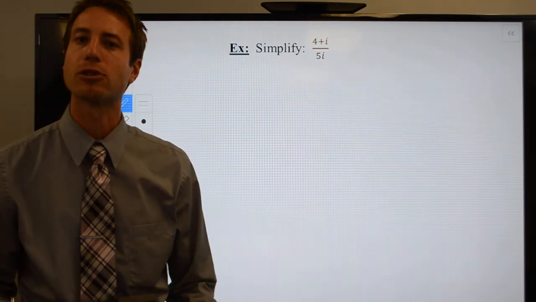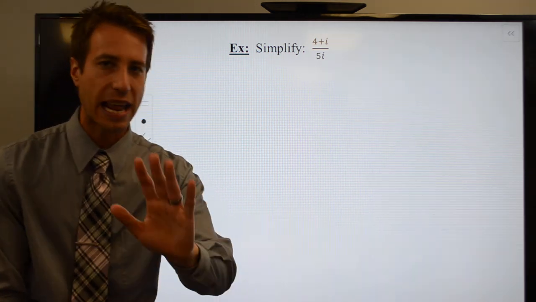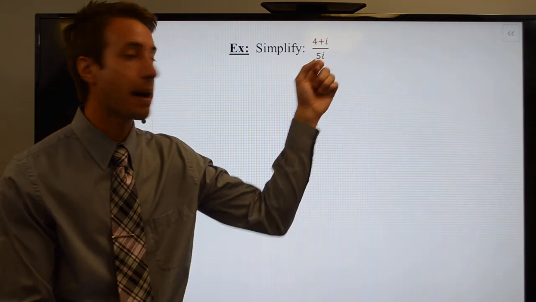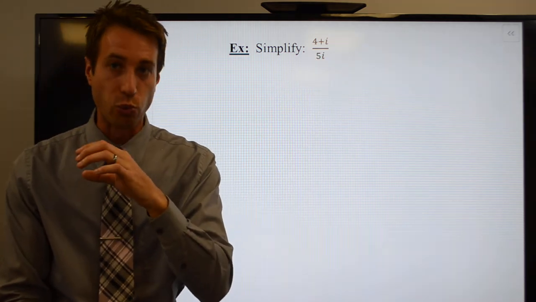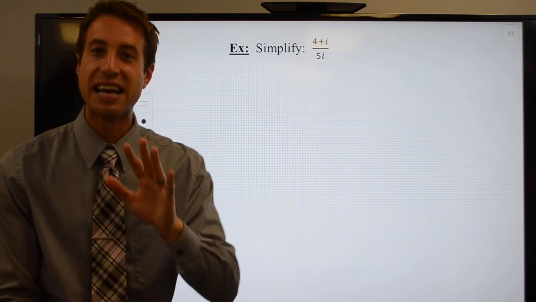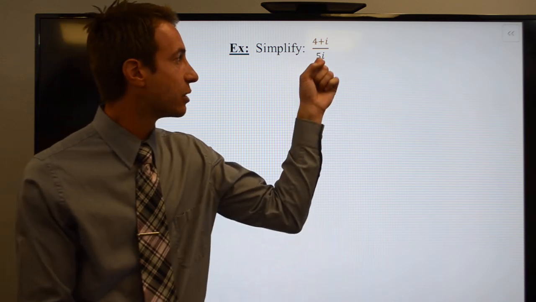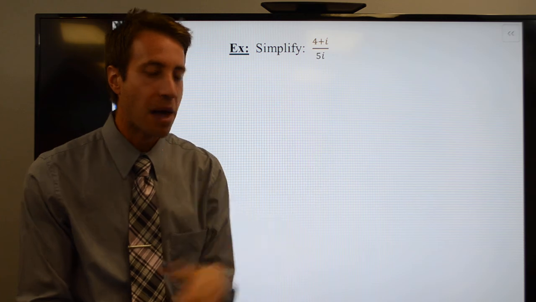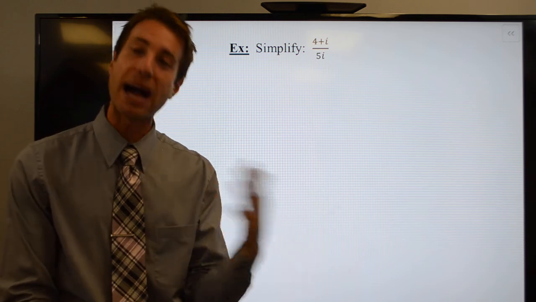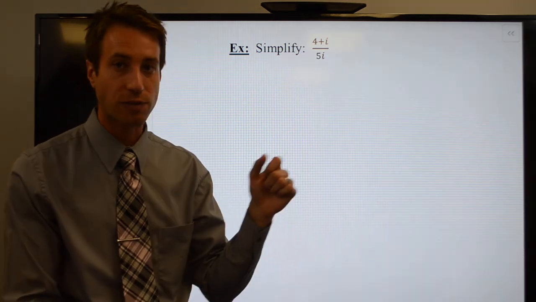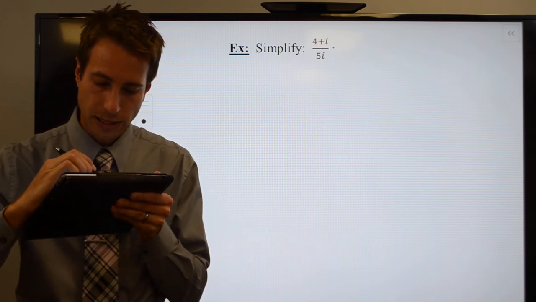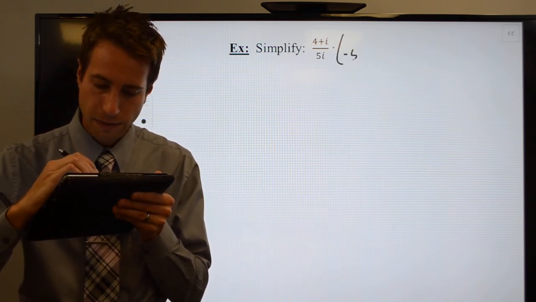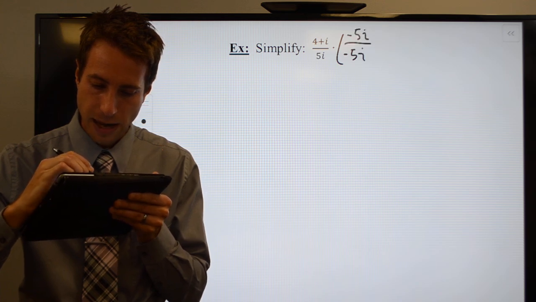Division, which means I need to multiply top and bottom by a complex conjugate, and please don't let it throw you off that my bottom number is purely imaginary. It doesn't have a real number associated with it. That's okay. I still need to multiply top and bottom by the conjugate, and since it's a plus 5i, we'll do minus 5i. So we're going to multiply top and bottom by minus 5i.